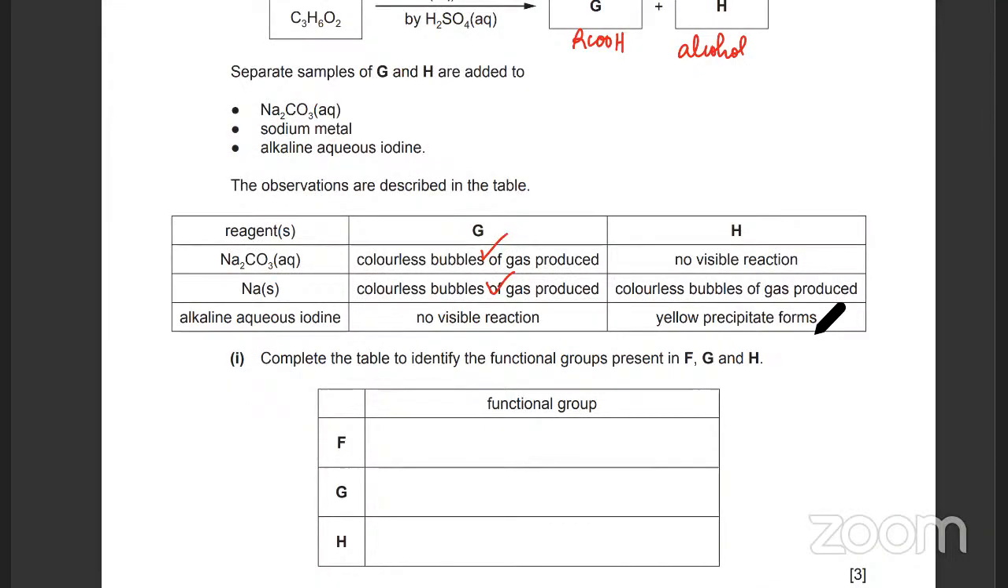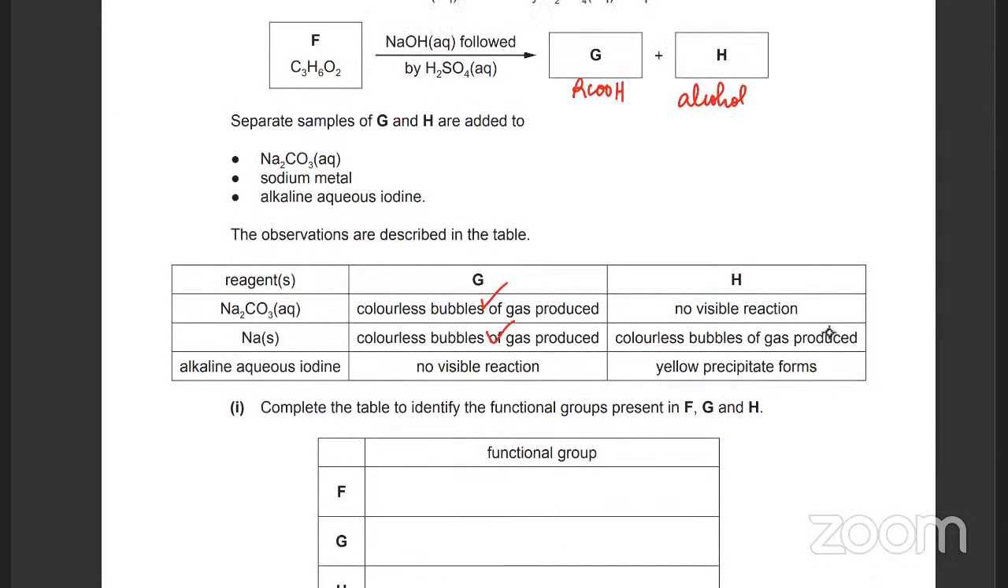Alkaline aqueous iodine, you're getting a yellow precipitate. So who gives a yellow precipitate in the iodoform test? It's either going to be CH3 with a C double bond O, and you got a carbon chain, or you're going to have CH3. We already figured out it's an alcohol. So it probably is going to be an alcohol similar to this. It's going to have this structure.